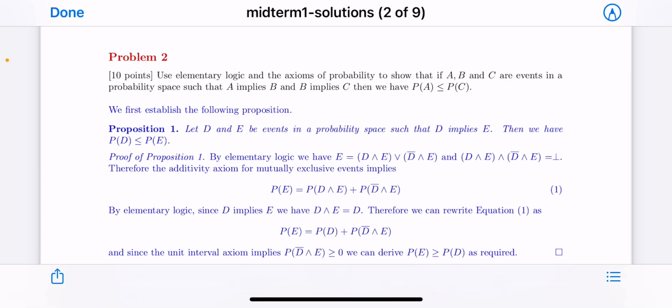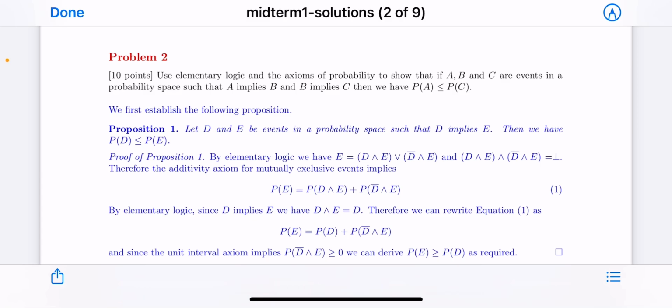And so if I draw a Venn diagram of E, I can see that E splits up into D and E or not D and E. So if E happens, then either it happens with D or it happens without D. Therefore, E is equal to D and E, disjoin not D and E. Okay, and then if D happens together with E, it's obviously impossible for not D to happen together with E. So we can say that D and E and not D and E is impossible.